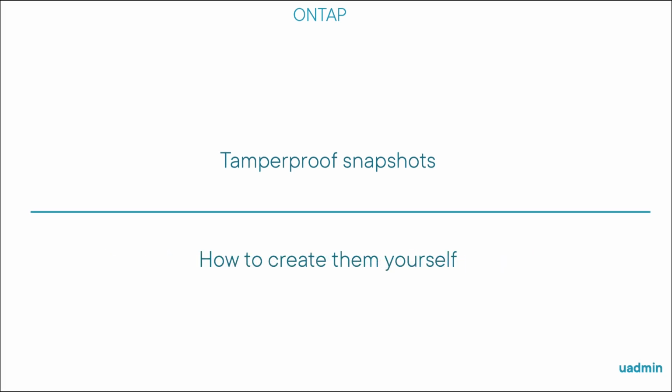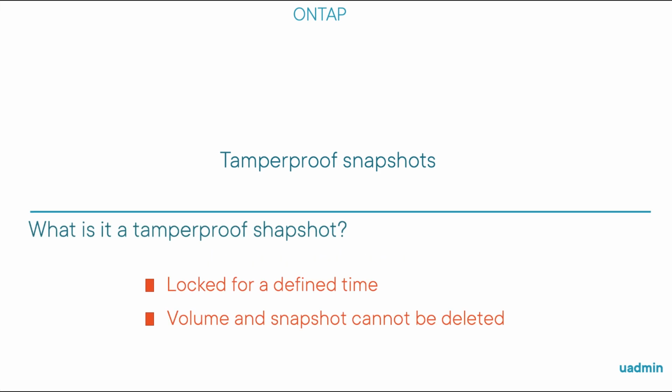Now this video is not about the ins and outs of ransomware protection, but on how to create tamper-proof snapshots yourself, either manually or via a snapshot policy. Now, a tamper-proof snapshot is a snapshot that is locked for a defined period of time, so that it cannot be deleted, and also the volume cannot be deleted for as long as this snapshot has not expired.